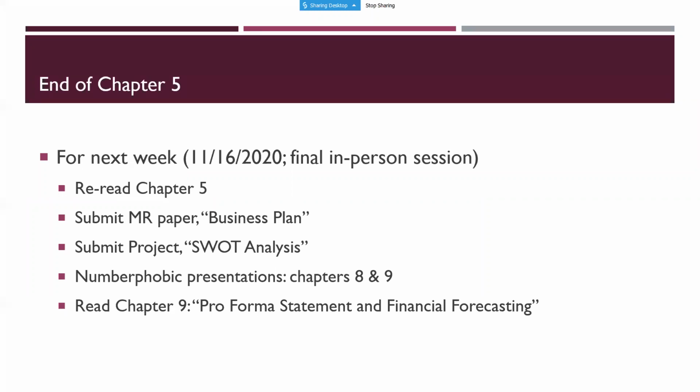So we've got 2 number-phobic presentations, chapters 8 and chapter 9. So we'll give chapter 5 another glance. We have 2 things to submit for next week, 2 number-phobic presentations to start the class off, and then we'll go into chapter 9, and we'll talk about doing pro forma statements, which are basically budgeted or projected financial statements.